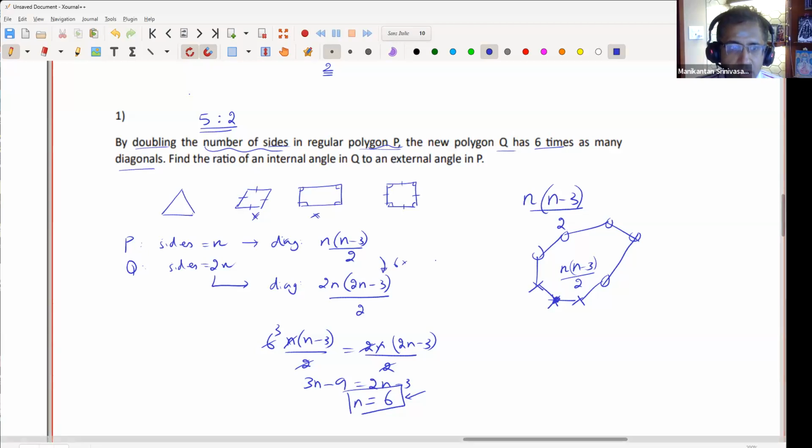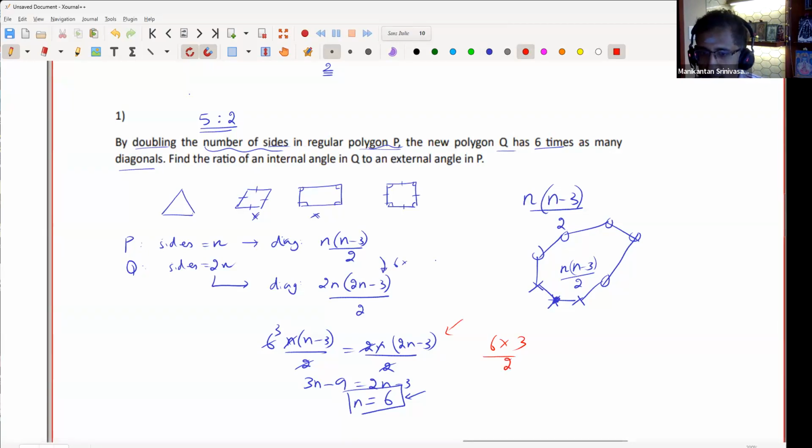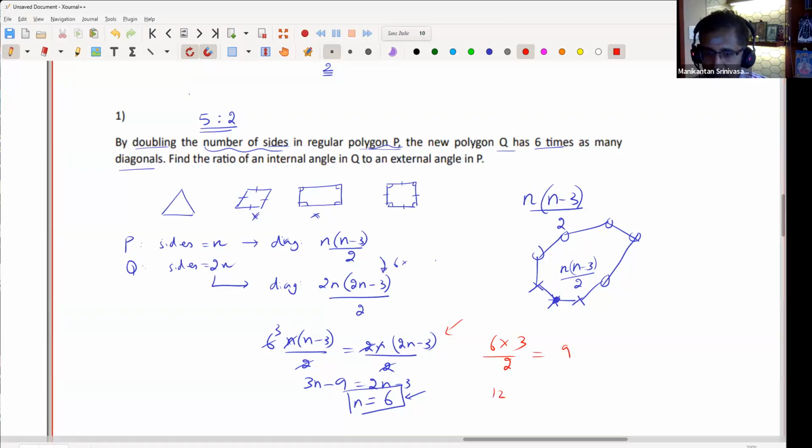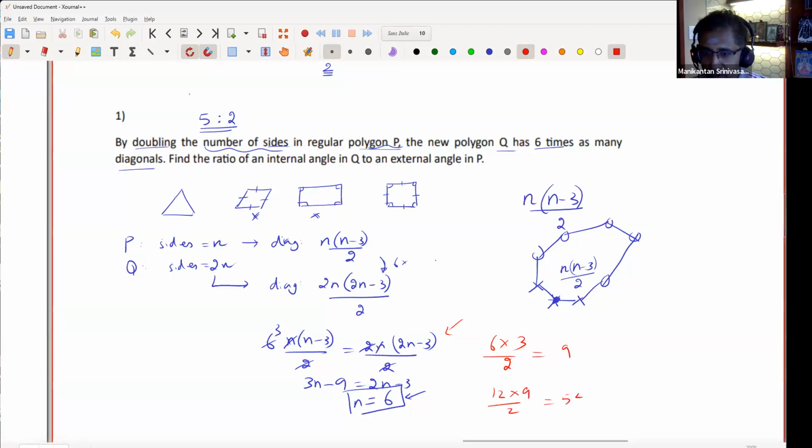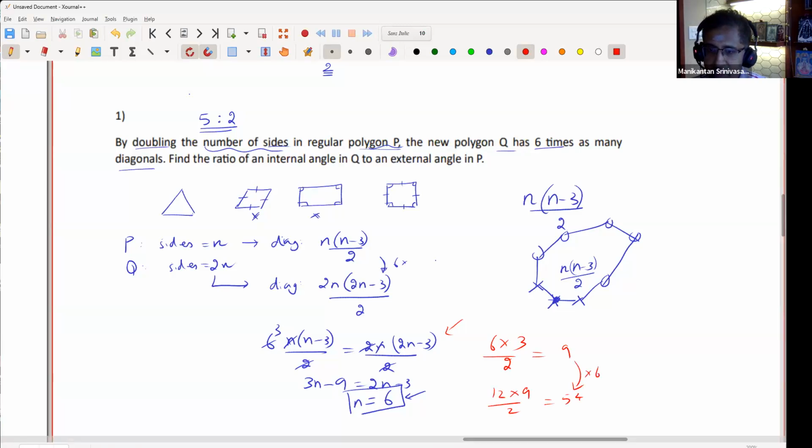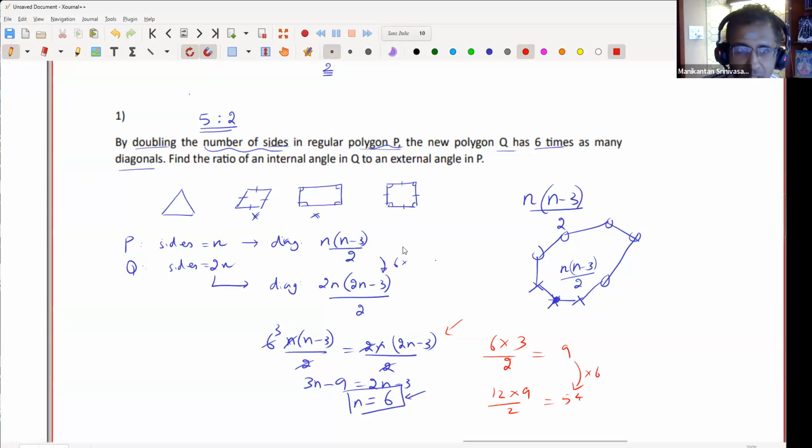Okay, good. So we have 6 sides here and 12 sides here. Let's verify quickly. For a 6-sided polygon, 6 into (6 minus 3) divided by 2 is the number of diagonals. How much is this? 9. For a 12-sided polygon, 12 into 9 divided by 2 is 54. So sure enough, 9 times 6 is 54. So we have checked that things are good.